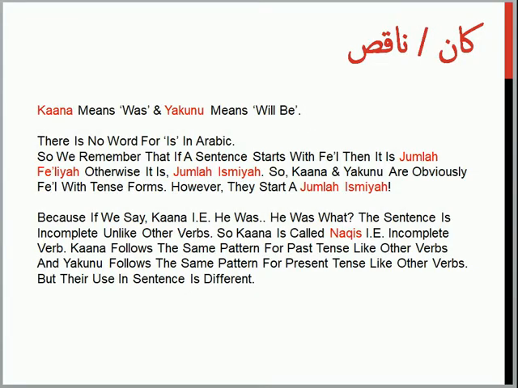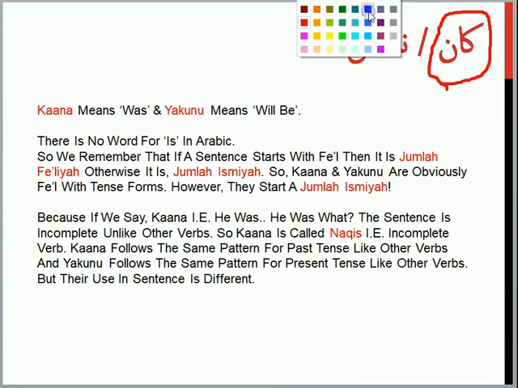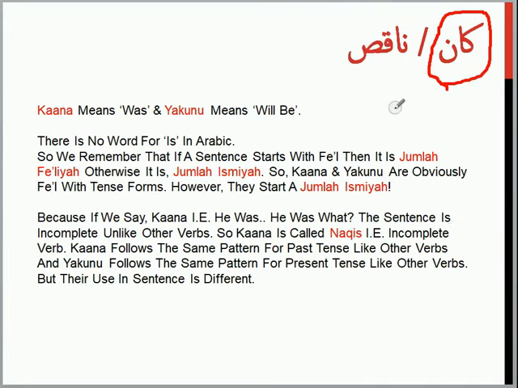A lot of things are written on the screen. Don't pay attention to them. Pay attention to this pen. Kaana. It's red. Let me change the colors. Blue sounds fine. Okay. So we'll be dealing with Kaana. Kaana means was. To be more precise, it's he was.